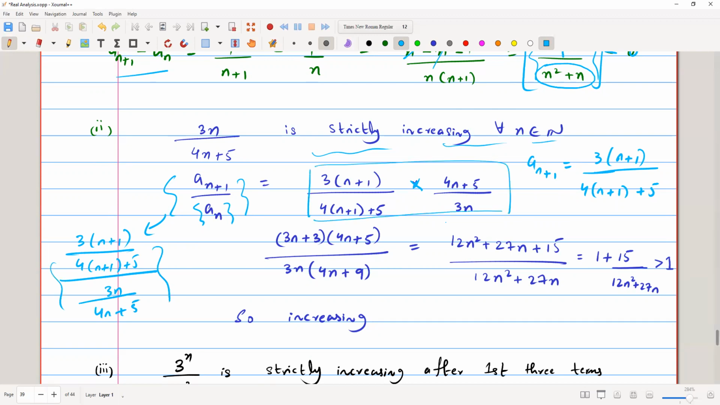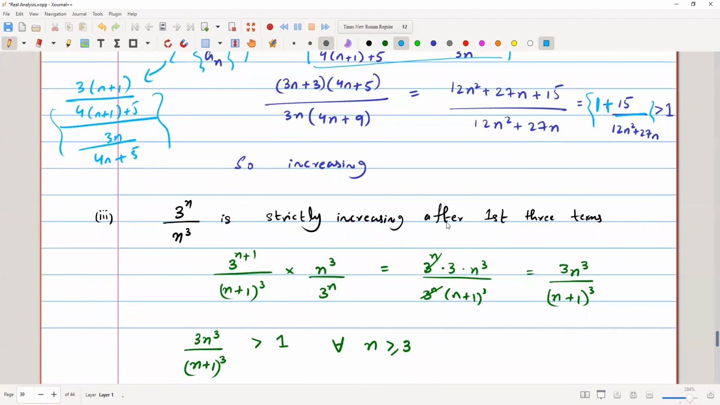So now we can simplify this, and it's simple algebra. On simplification we get 1 plus 15 over this whole thing. These are natural numbers, so this whole thing is going to be positive, and here we have 1 plus some number, 15 over 12n squared plus 27, so it's always going to be greater than 1, which means that it's increasing. And if it's less than 1, then we can say that it's decreasing, but here it's greater than 1, which means that this is an increasing sequence, right?